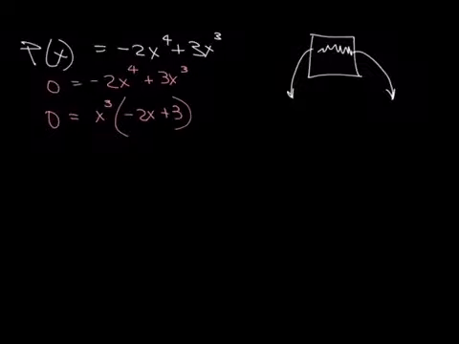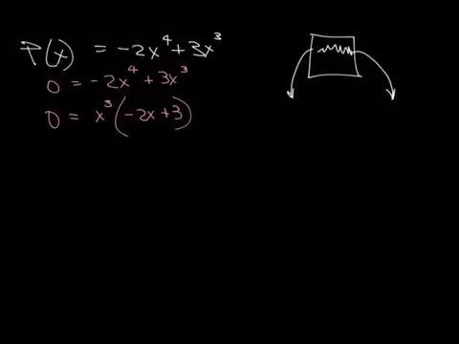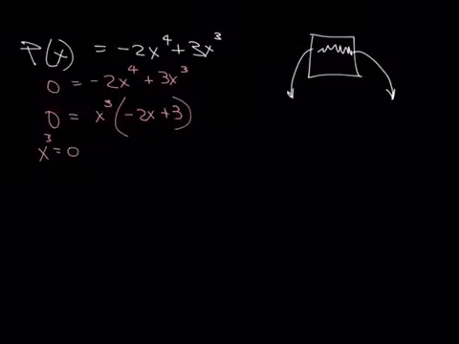I get that. I can either leave it like that, or I could factor out this negative as well. Let's just leave it right there. So x cubed equals 0, or negative 2x plus 3 equals 0. So let's go ahead and solve this.